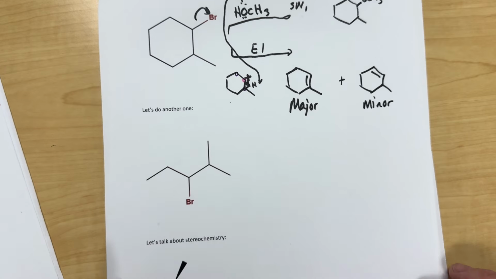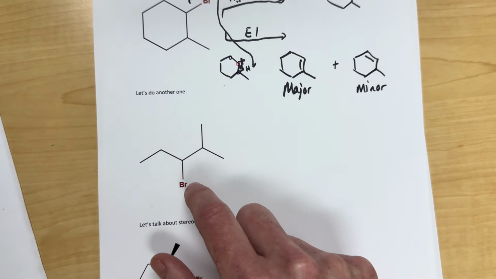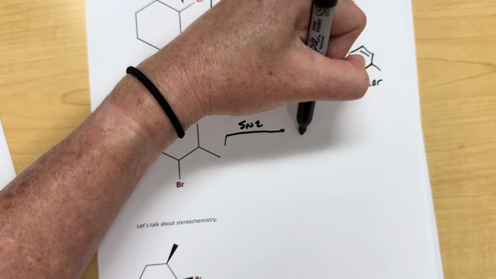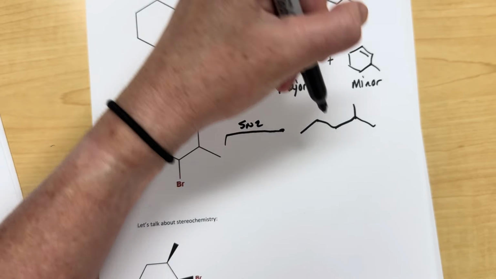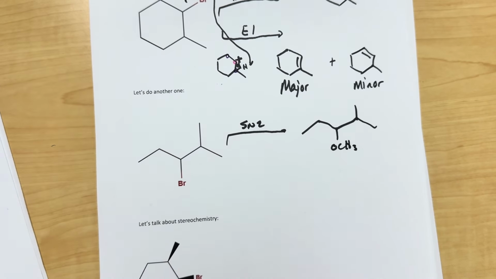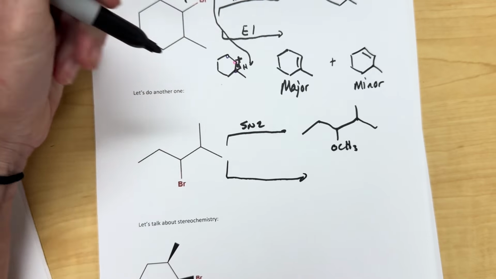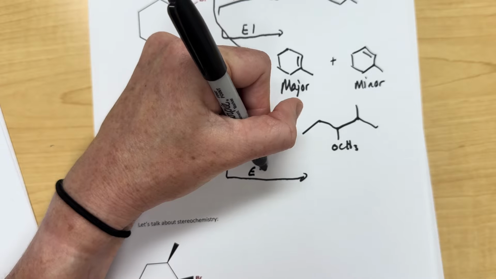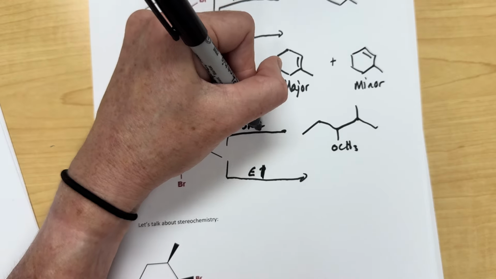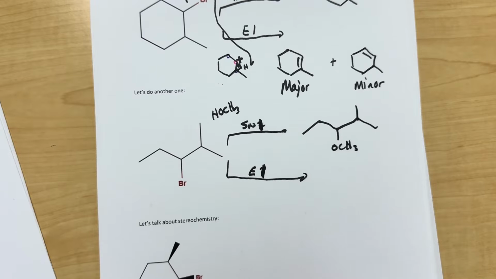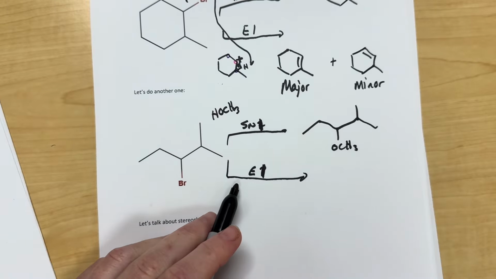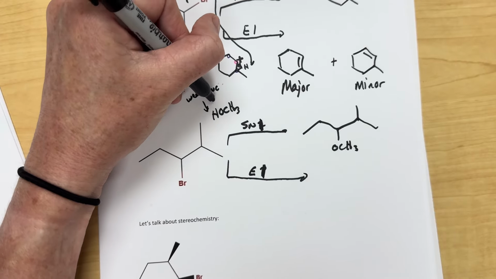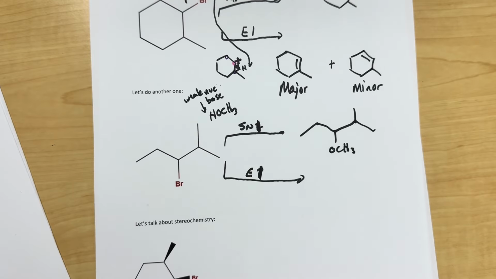All right, moving on to this one. Now's a good time to pause and see if you understand it. Our SN2 reaction, it's pretty straightforward. We get that as our product. With our E1 reaction, and I'm reacting these all with HOCH3, we're doing E1 because this is a weak nuke and base. In case you missed it earlier, that's weak nuke, weak base. These are all SN1, E1.